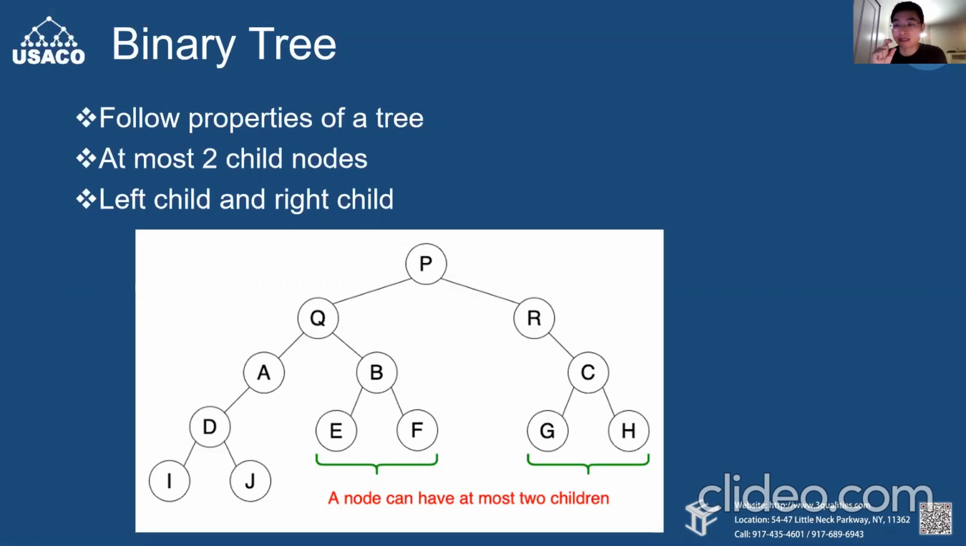But try to understand what "at most" means. Child nodes bigger or equal to 0, but smaller or equal to 2. Which means every node can have 0 child nodes, so it is a leaf node. It can have 1 child node, okay? It can have 2 child nodes. So that is what at most 2 child nodes means, right?